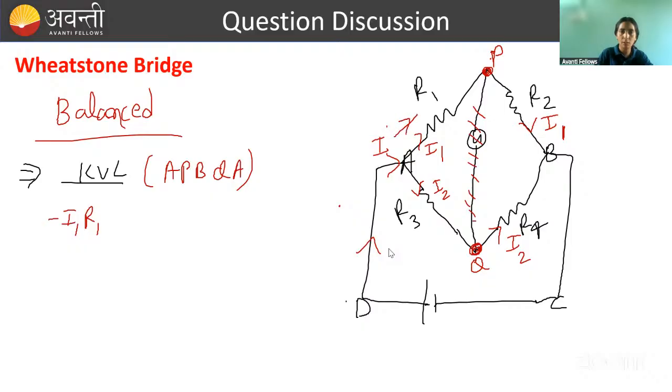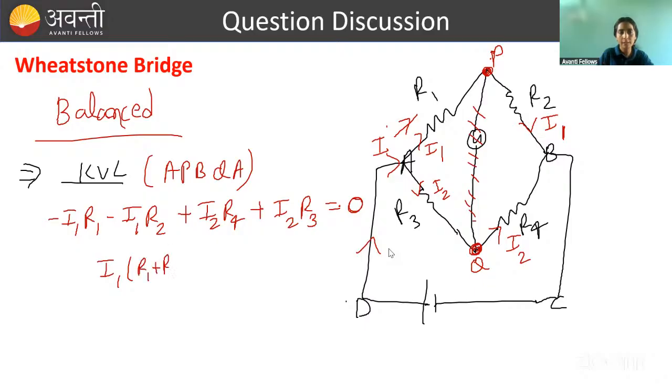I'm just simply moving along the current direction. Minus I1 R1, minus I1 R2 and plus I2 R4 plus how much? I2 R3. This is equal to 0. So from here, if you look, this is going to be equal to how much? I1 (R1 plus R2) is equal to I2 (R3 plus R4). This is what we are going to get. How we will get relationship between R1, R2, R3 and R4?